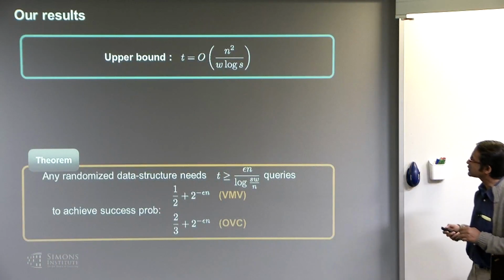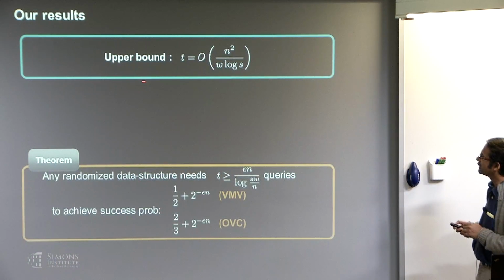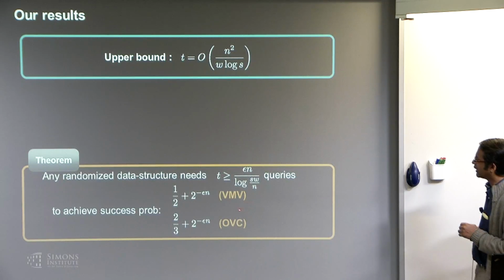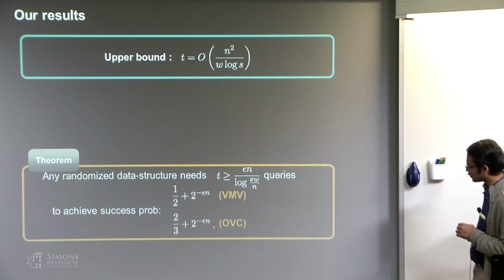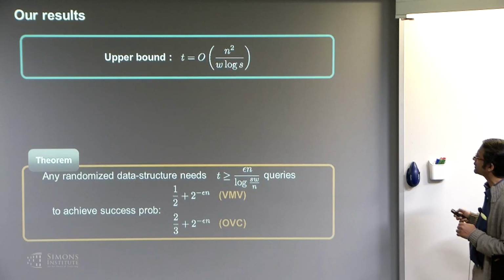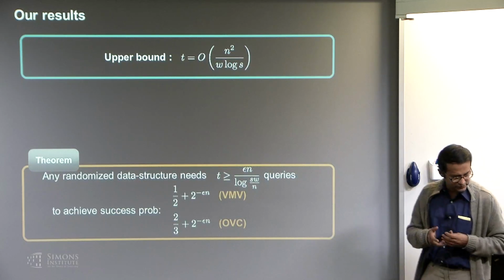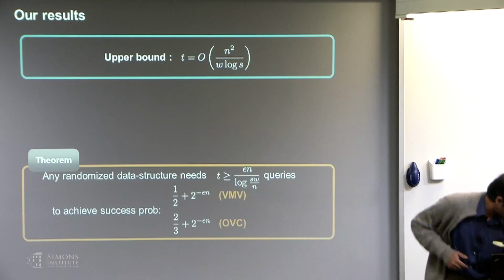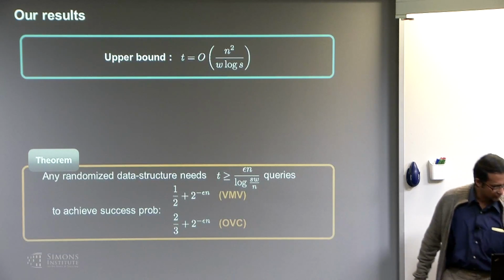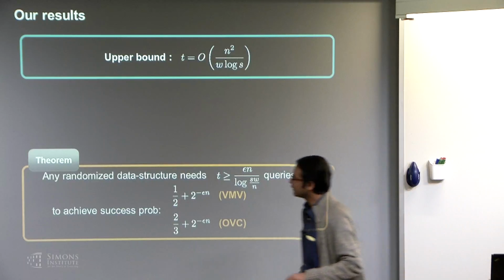So first, also note that the upper bound here is for, let's say, the orthogonal vector counting problem. The upper bound is n squared by w log s, and let me just quickly sketch that.